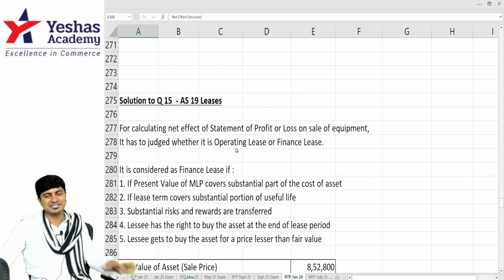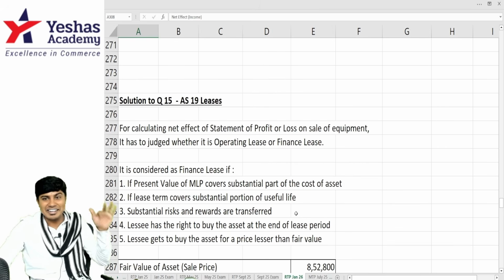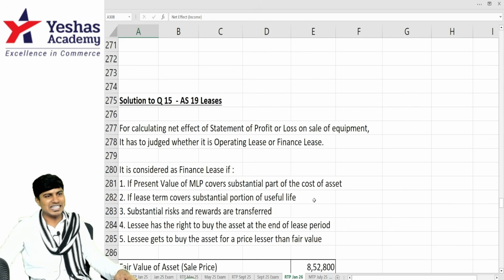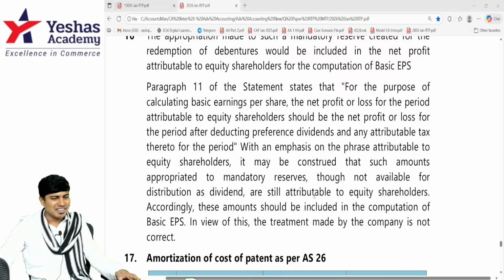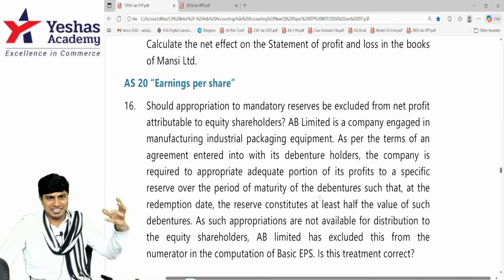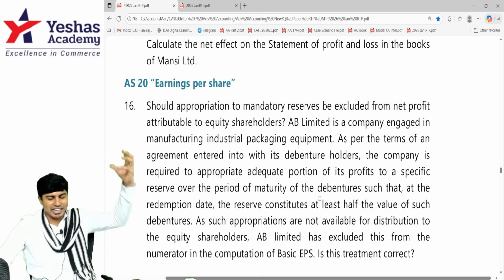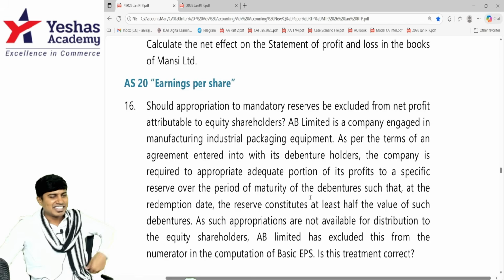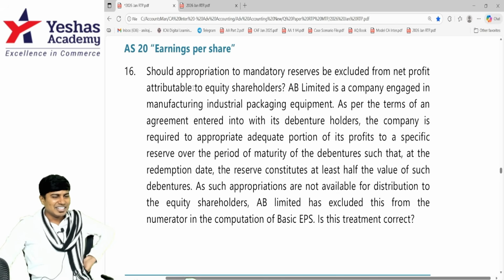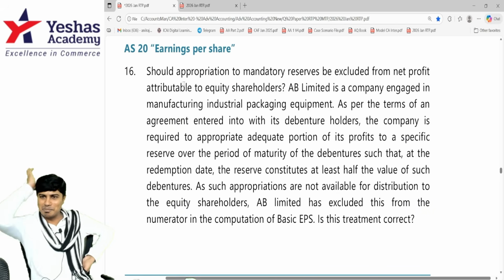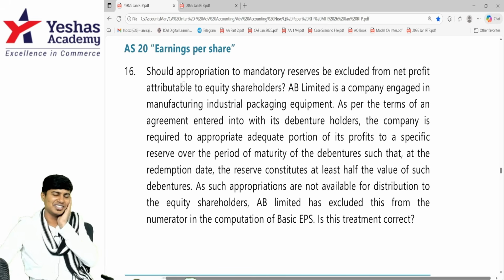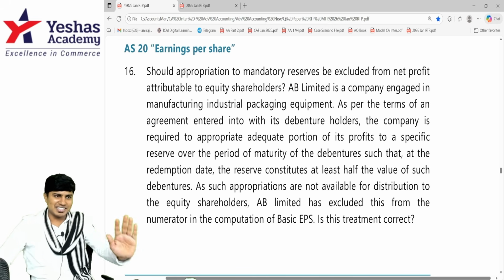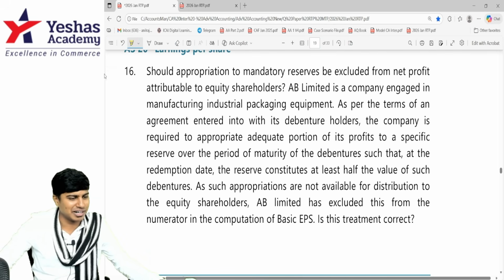Question number 15 was on accounting standard 19, which is talking about leases. Let's go to question number 16, which is on accounting standard 20, which talks about EPS, earnings per share. Sorry, I said 15 was PPF, provident fund, and it is 20. Question number 16, accounting standard 20, earnings per share.